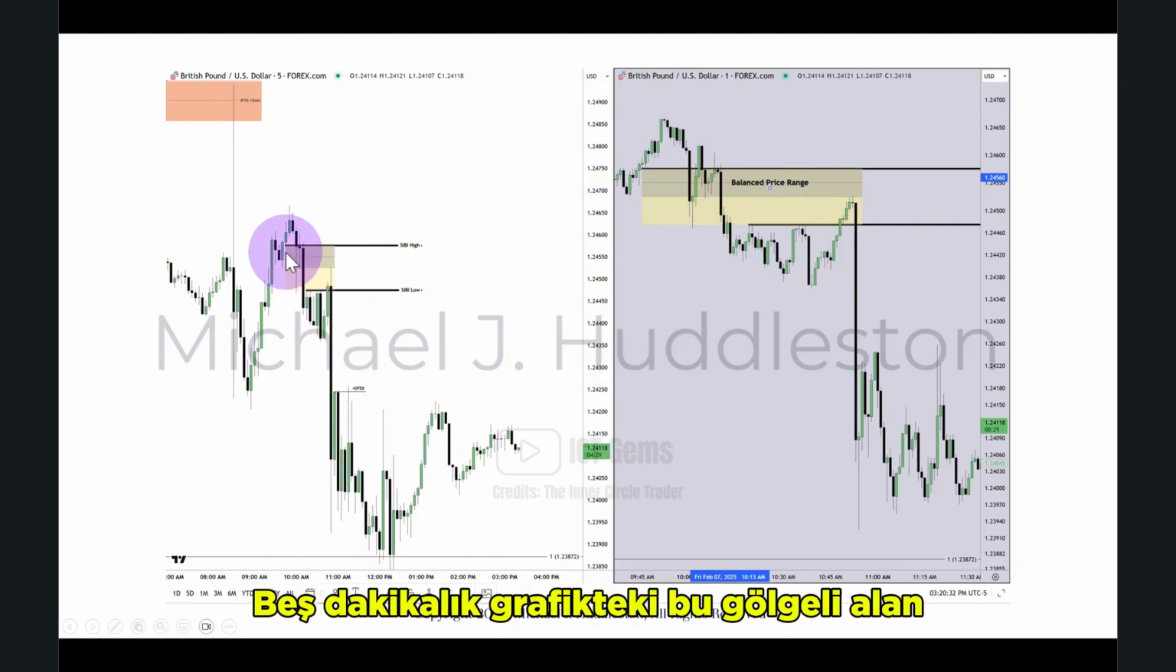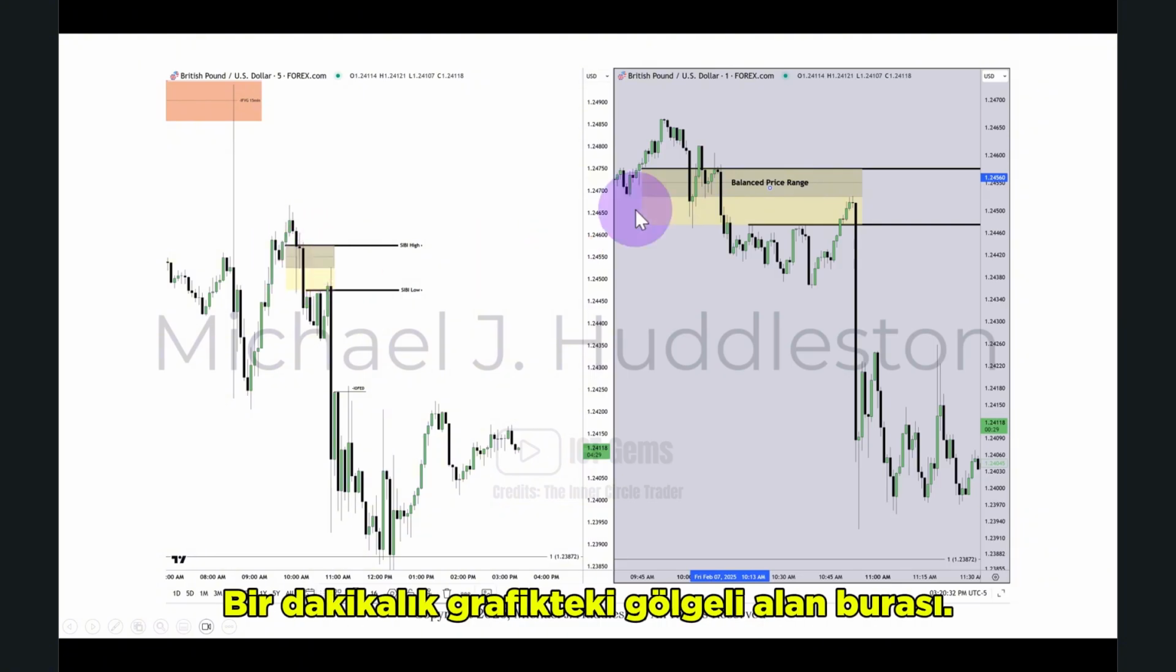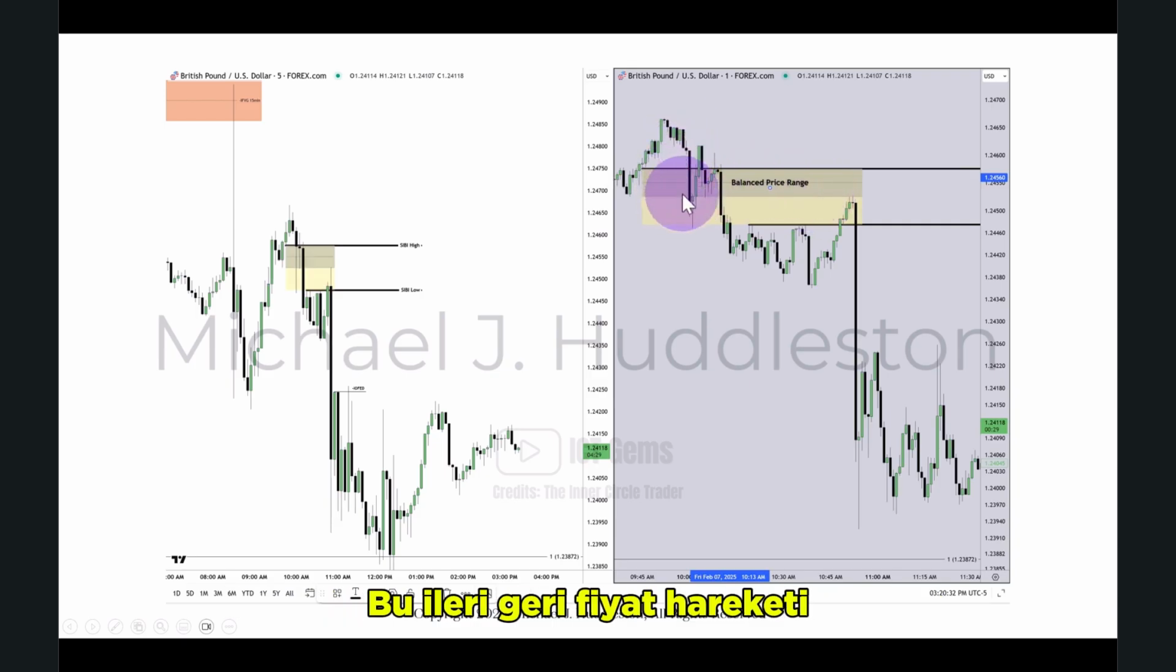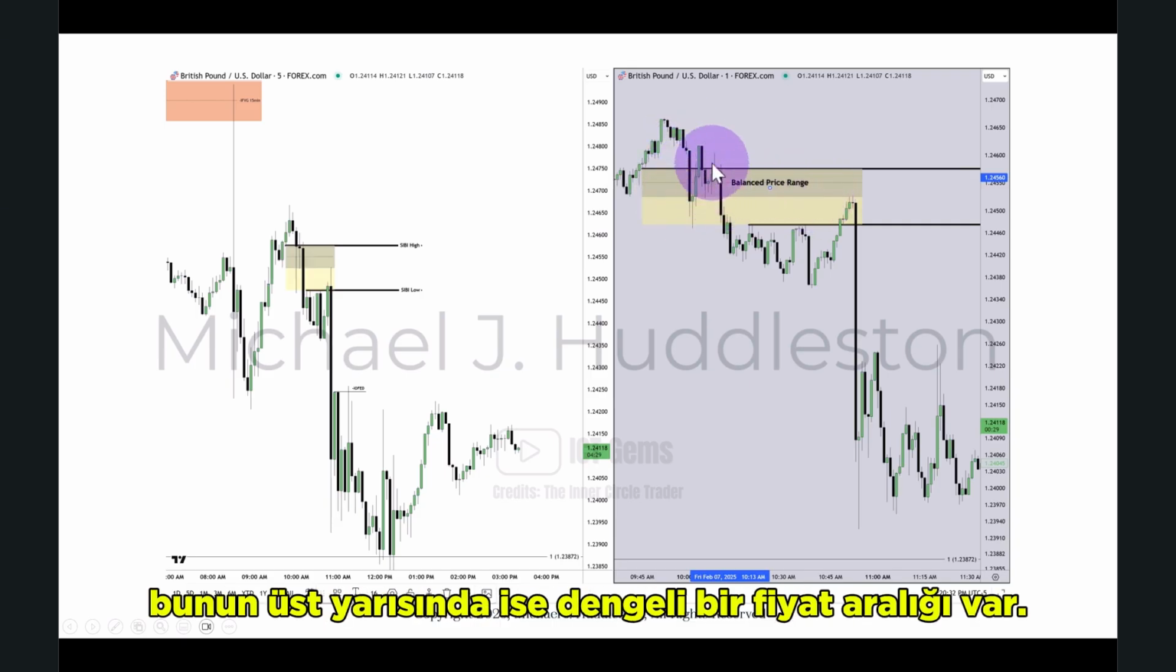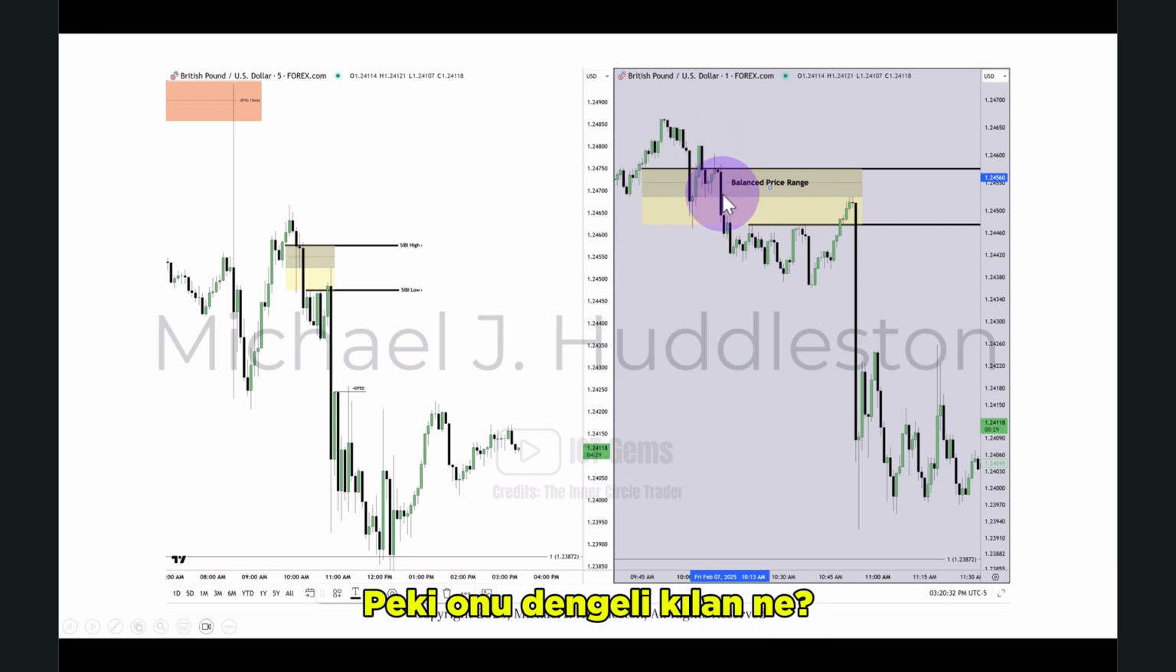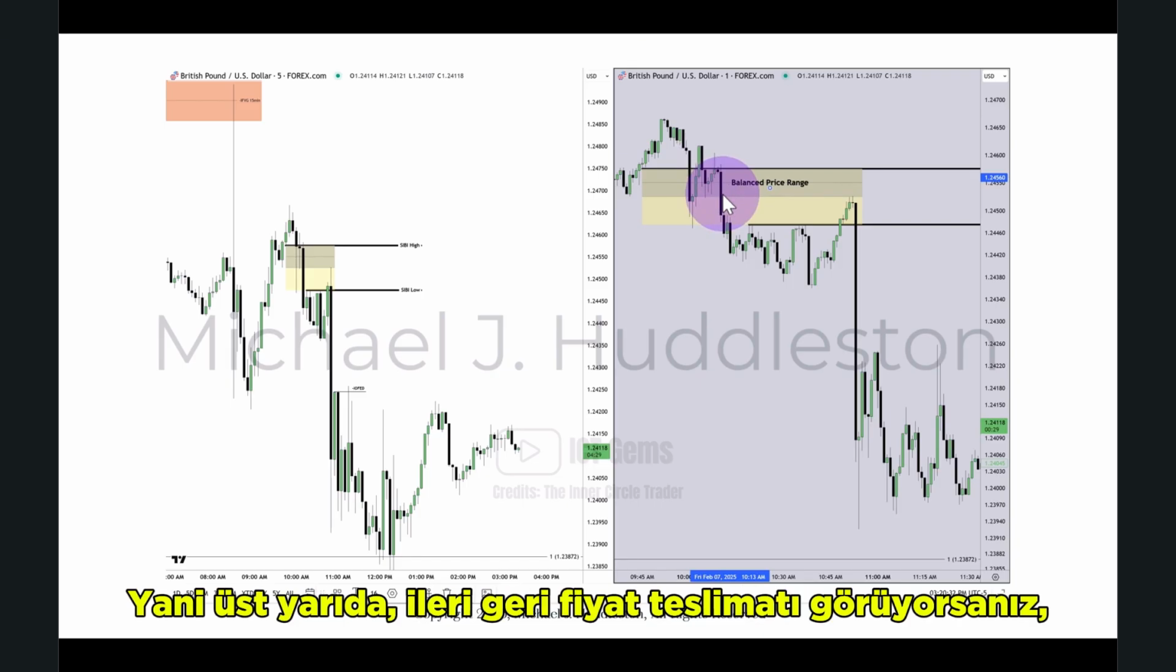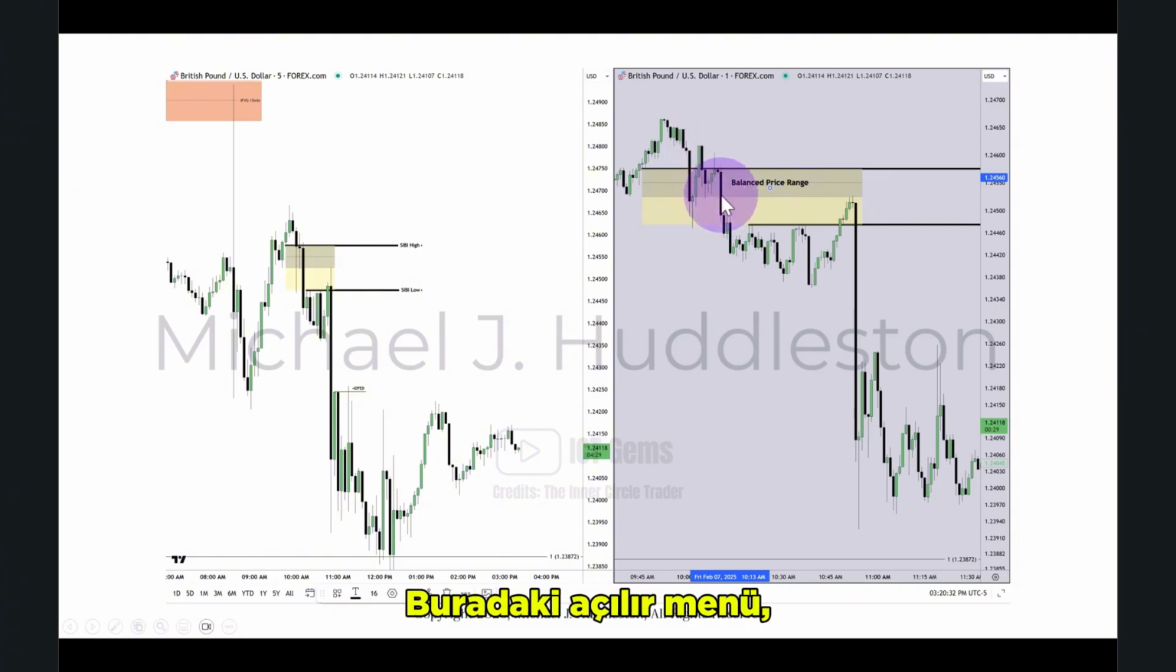This shaded area over here on the 5-minute chart is this shaded area over here on the 1-minute chart. This back and forth price action in the upper half of that is a balanced price range. What makes it balanced? The fact that we're in the upper half of a bearish fair value gap. So the upper half, if you see back and forth price delivery, that is not inefficient. This drop down in here from the middle of the shaded area up here, all this single candlestick right there, that is not an inefficient price delivery.